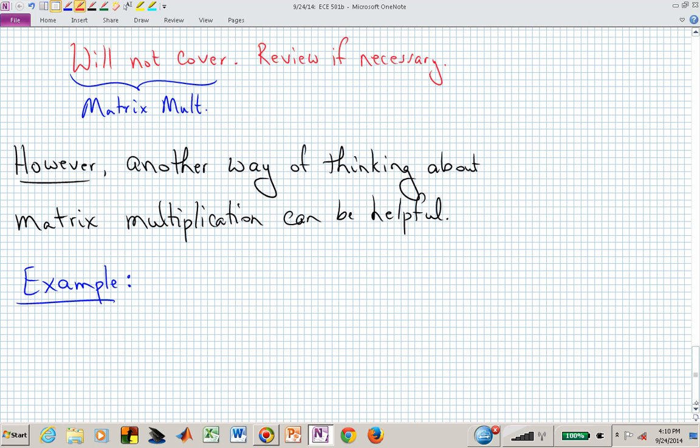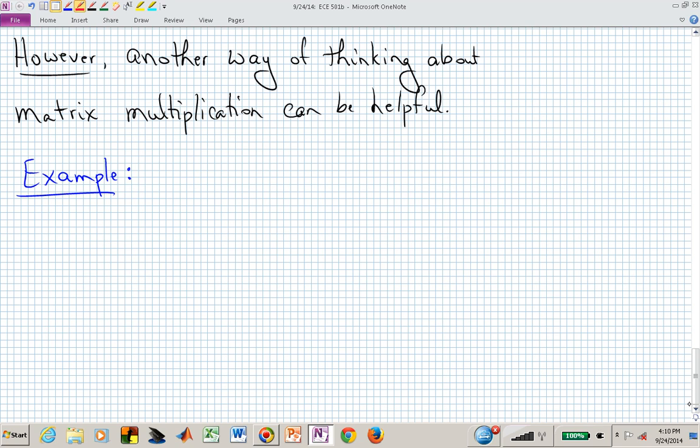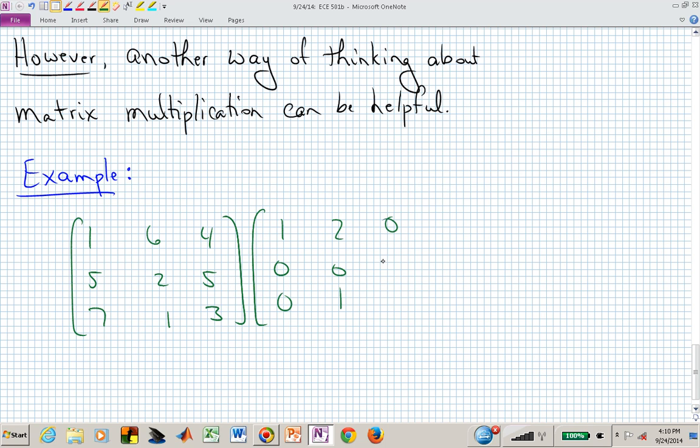So let's say that we want to multiply two matrices. Let's say that we have a matrix that's 3 by 3, and in the first row it's 1, 6, 4. The second row it's 5, 2, 5, and in the third row it's 7, 1, 3. And let's say that we multiply that by a matrix whose first column is 1, 0, 0, second is 2, 0, 1, third is 0, minus 1, 0, and fourth is 1, 1, 0, 1, 0, 2.